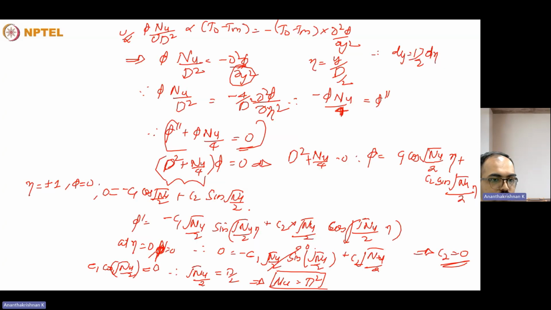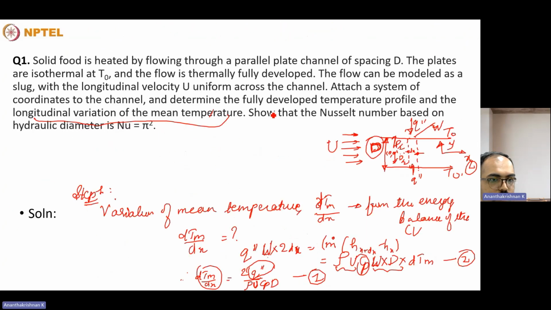So that completes the first part of the problem. We have solved this section for the Nusselt number. Now we have to arrive at the fully developed temperature profile and the longitudinal variation of the mean temperature. That is the second part of the problem.